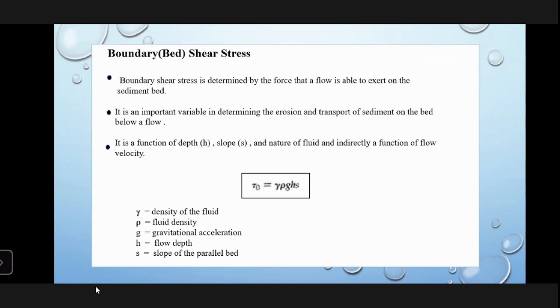Boundary shear stress is expressed as tau naught equals rho g h s, where tau naught is boundary shear stress, rho is fluid density, g is gravitational acceleration, h is flow depth, and s is the slope of the bed.